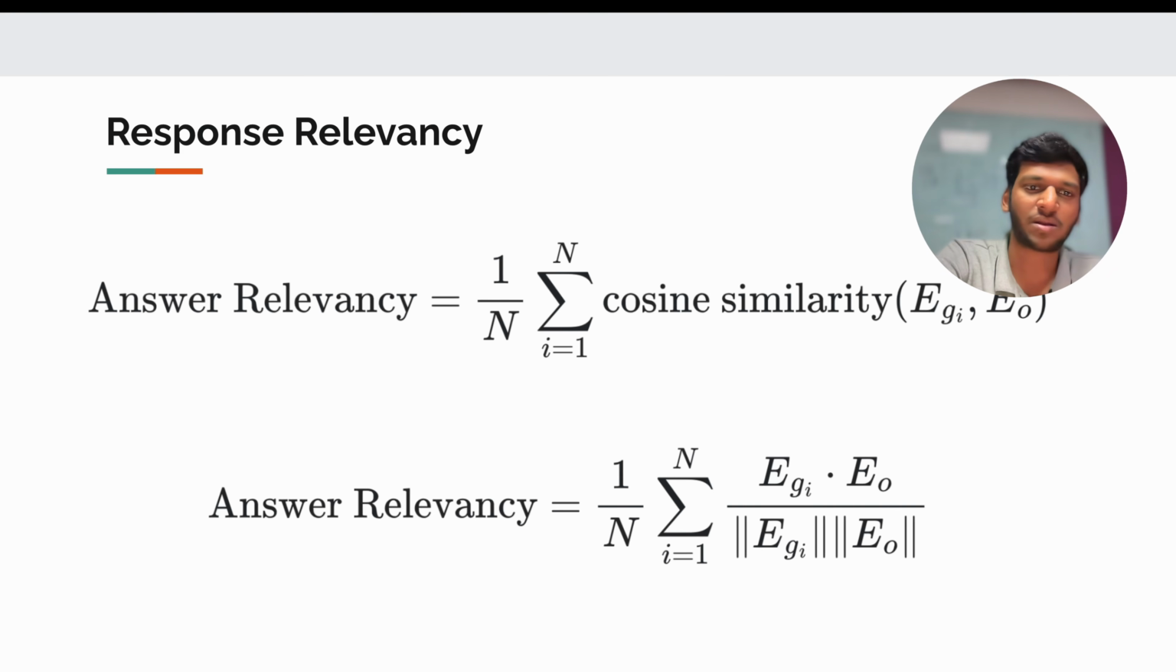We are going to generate cosine similarity of E of G, the generated question, and E of O, the actual question, and we need to divide the sum of the cosine similarity scores by the total number of questions generated.